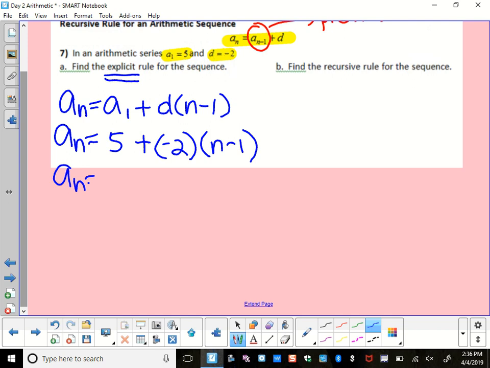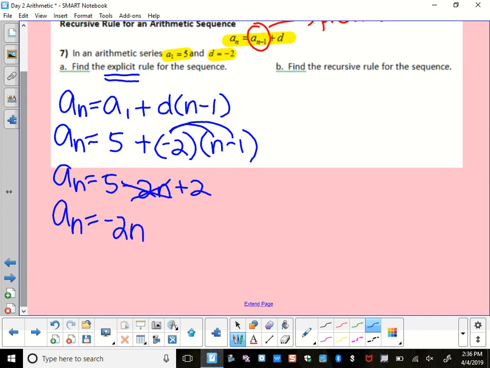So to make my rule, -2 times n, -2n, -2 times 1, plus 2. Okay. Now let's just rewrite it. What goes first? -2n. Good. Take the sign before. And what's 5 plus 2? 7.